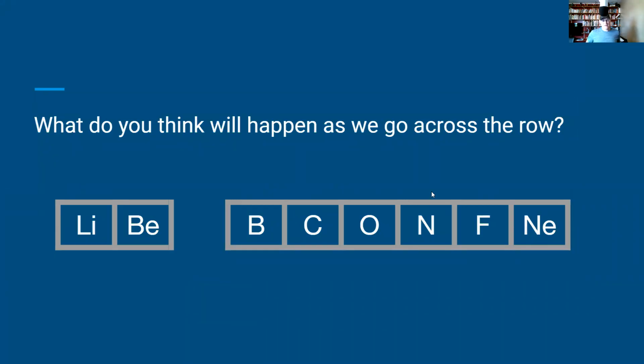So what do you think is going to happen as we go across the row of the periodic table? Well, we've got lithium, beryllium, boron, carbon, oxygen, nitrogen, fluorine, and neon. Are we just going to get that 2nd peak to get taller and taller? What's going to happen to the amount of energy? Let's think about that and let's take a look what's going to happen.